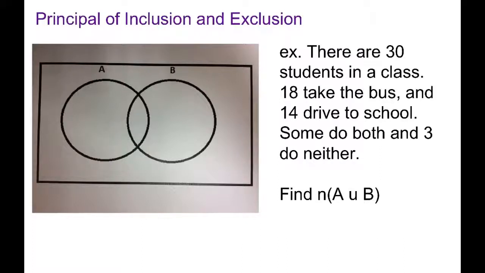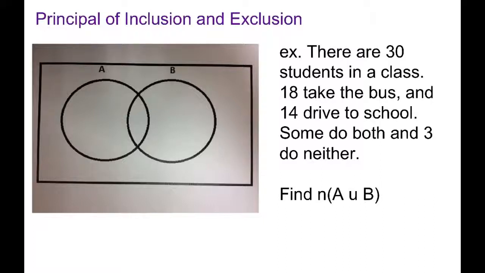So we're going to look at what the principle of inclusion and exclusion means today, and it mostly deals with union. So before we get to what it is and understand the notation, which can be a little bit confusing, we're going to do an example, and that'll help us understand how it's going to work. So the example I've got here is, suppose there were 30 people in your class, 18 of those people are going to take the bus to school, 14 of those people are going to drive to school. Some will do both, right? Some days you might take the bus, some days you might drive, whatever. And then there's going to be 3 people that do neither. So that would be people that walk or get a ride or whatever.